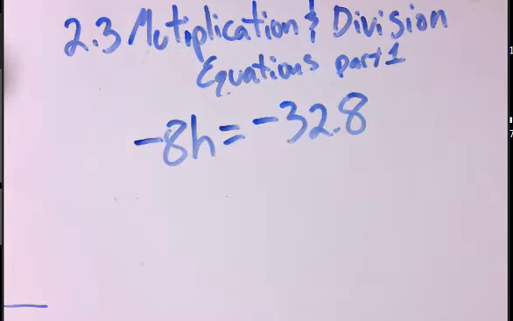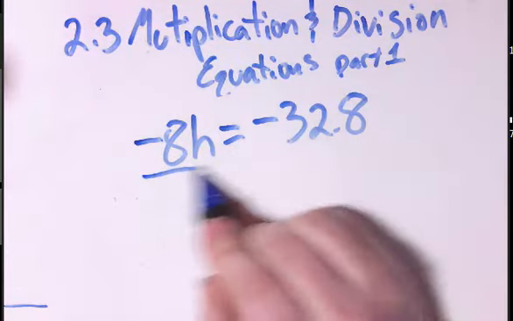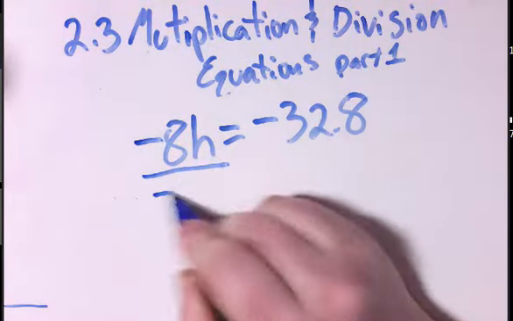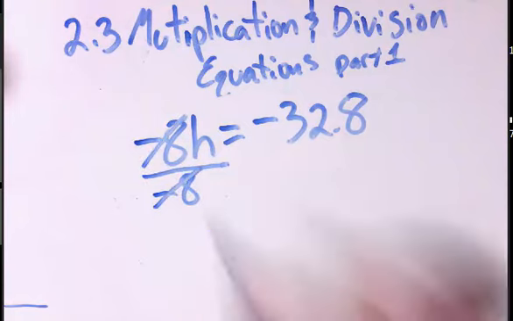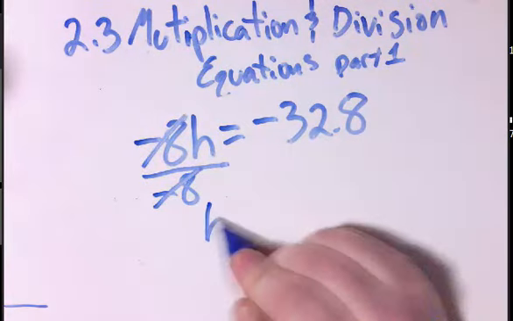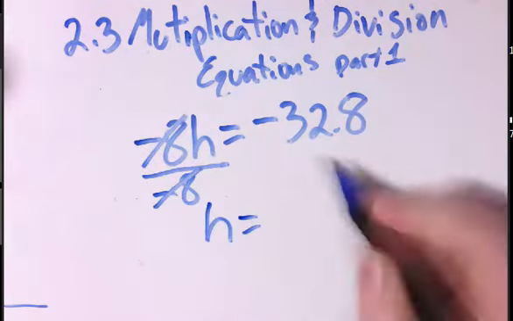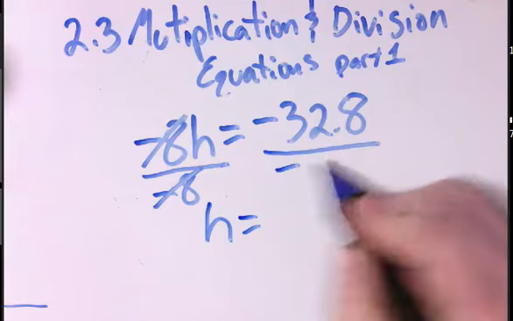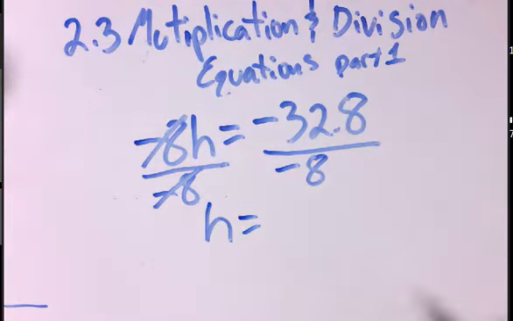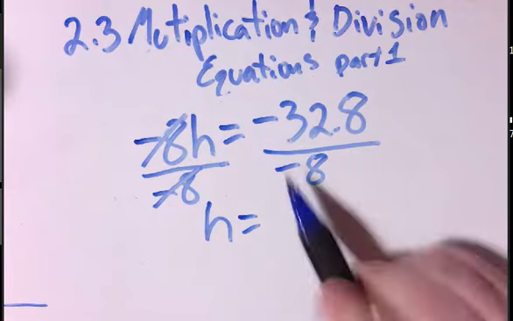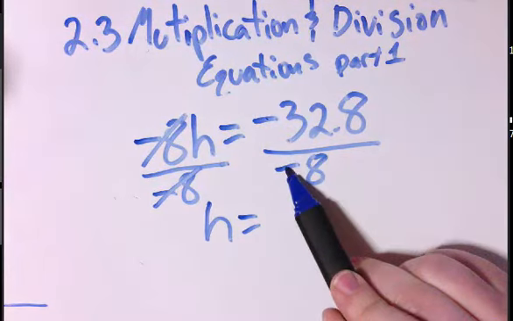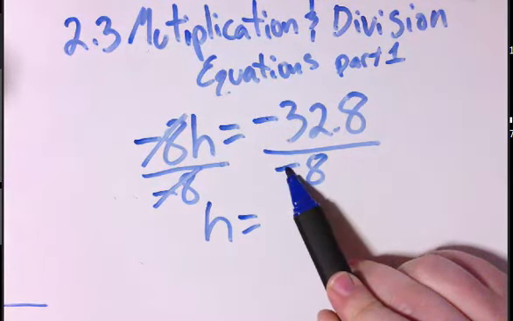Alright, so this one here is a negative 8h is equal to a negative 32.8. Once again, don't let the decimals throw you. So once again, we can divide by negative 8. That's going to give us 1h on this side, or just h. And when we do to one side, we do to the other side. So you can actually break this apart. So the negative symbols are going to cancel each other out.